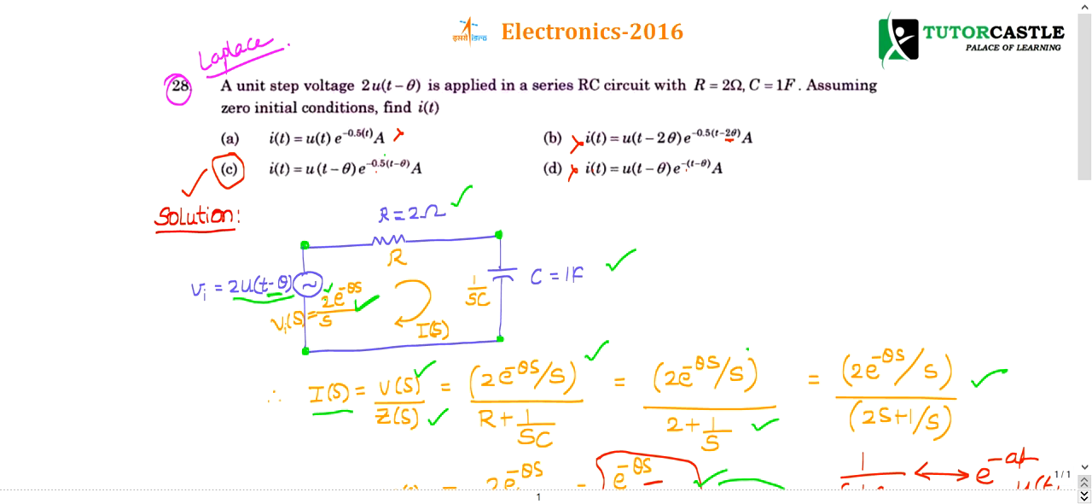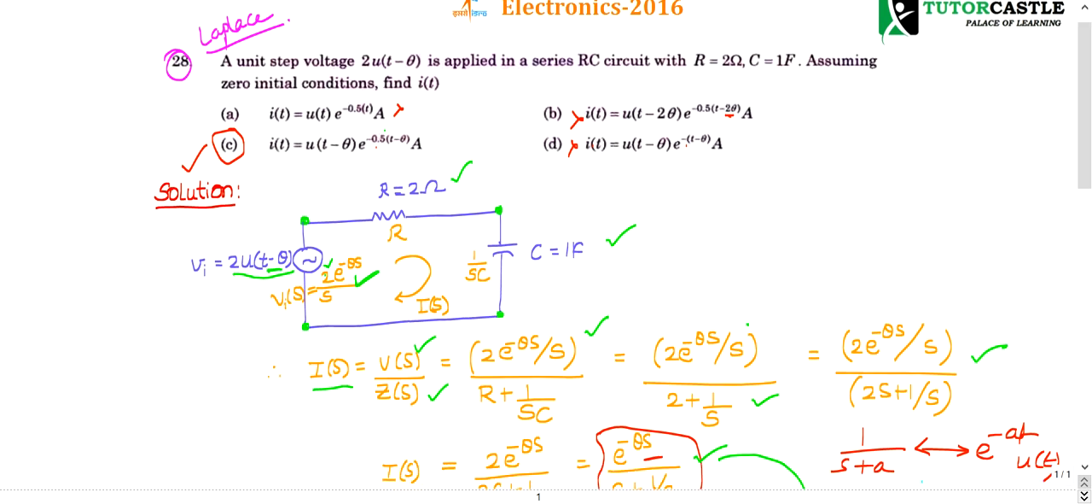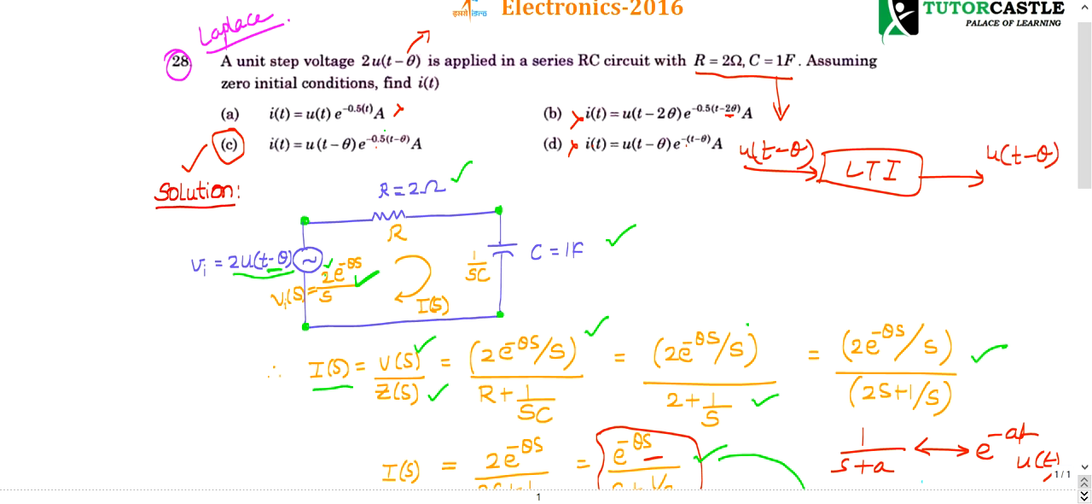And you can actually eliminate two options, A and B, because if the input is delayed by theta, the output will also be delayed by theta if it is an LTI system. The RC circuit will obey this, it will act as an LTI system. For an LTI system, whatever applies to the input, the output will also do the same thing. The input is delayed by theta, so t minus theta, right? The output will also have time delayed by t minus theta.